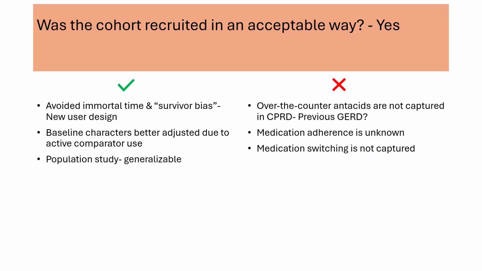So overall, I would say it was conducted in an acceptable way. Some of the good things they have done is they have avoided immortal time and survivor bias by using the new user design. And baseline characteristics would be better adjusted because of an active comparator use. And because they have used a population database, the findings would mostly be generalizable. The things which I feel like they cannot get from this database would be over-the-counter antacids are not captured. So we do not know if the patient actually had any previous GERD. And we also don't know if the medication adherence is captured, and medication switching also might not be captured.